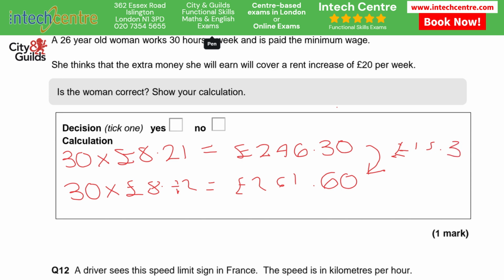and 30p. Now, because her wage is only increased by £15 and 30p a week, and her rent increase is £20, the amount she's making now will not cover the rent increase, so she is not correct, no. And if you were to explain this, all you would have to write is just £15.30 is less than £20 needed.